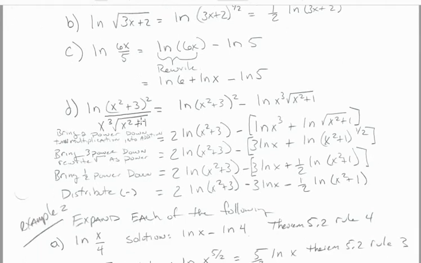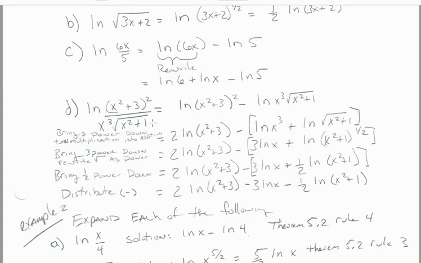Part D is important. I know it looks like a lot of steps, but we're going to have to do that to simplify to take derivatives and antiderivatives later on. So if we take a look at part D, we have the natural log of (x squared plus 3) quantity squared, divided by x cubed times the square root of x squared plus 1. Pretty complicated function. When we break it down and start rewriting it, it becomes much simpler.